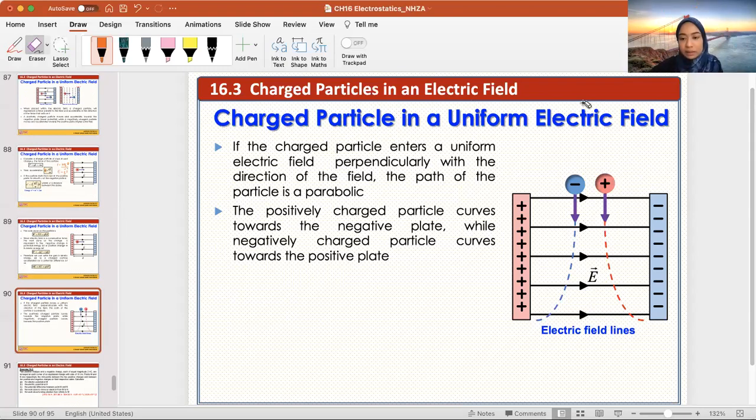So going like that, this negative charge is obviously attracted to the positive plate, so it will accelerate towards the positive plate. And the positive charge will accelerate towards the negative plate. That is kind of intuitive. You don't have to memorize that.